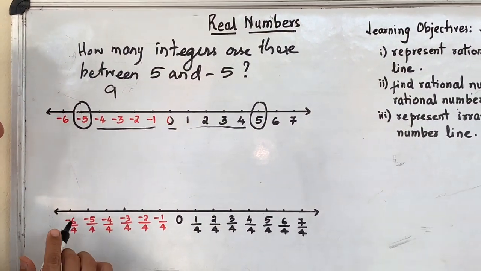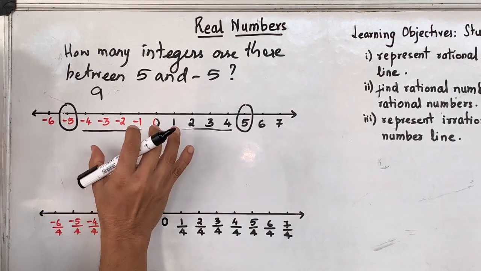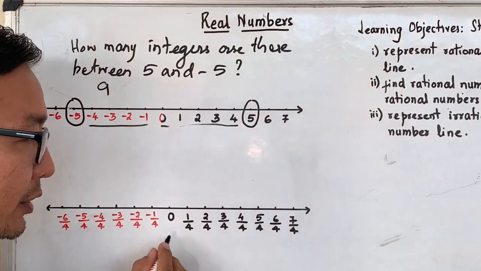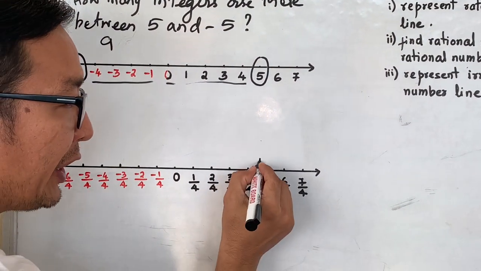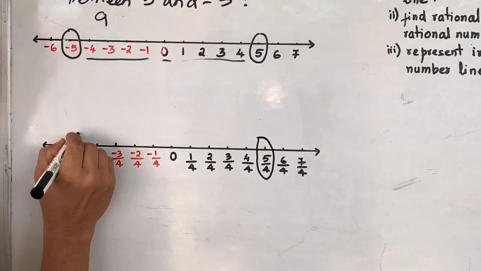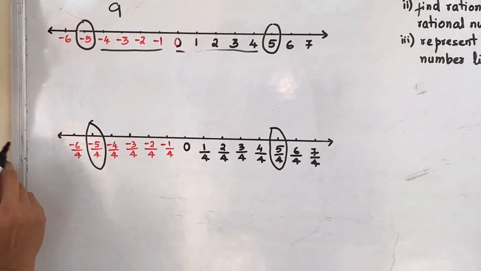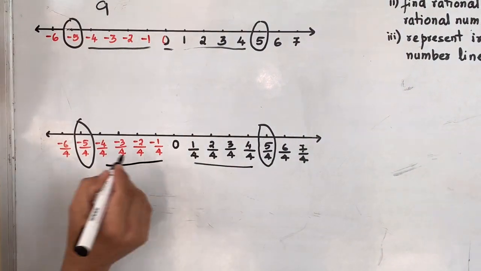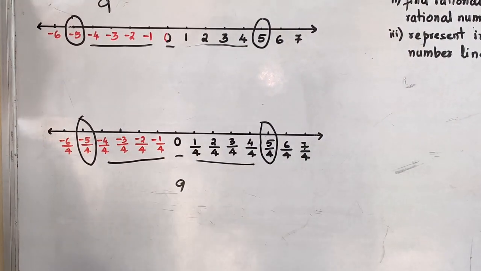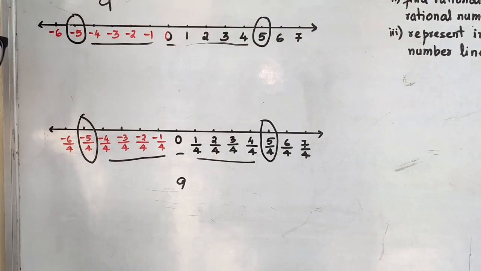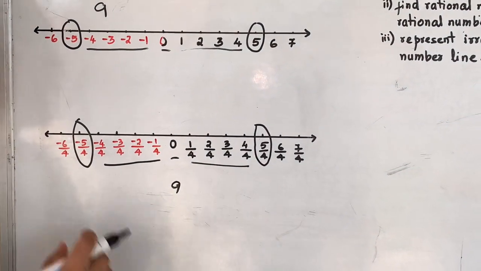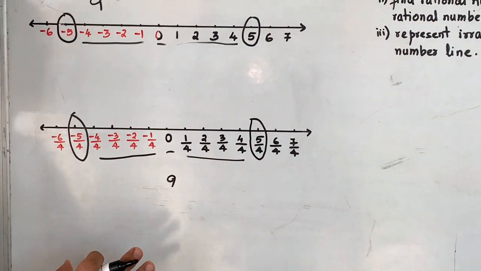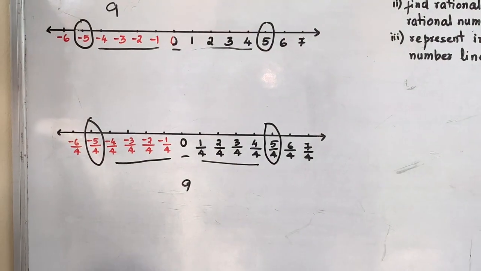How many rational numbers are there between 5 upon 4 and negative 5 upon 4? We cannot count them, because there are infinite rational numbers between two rational numbers.